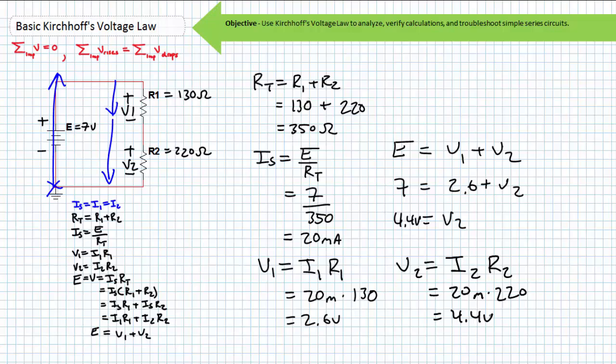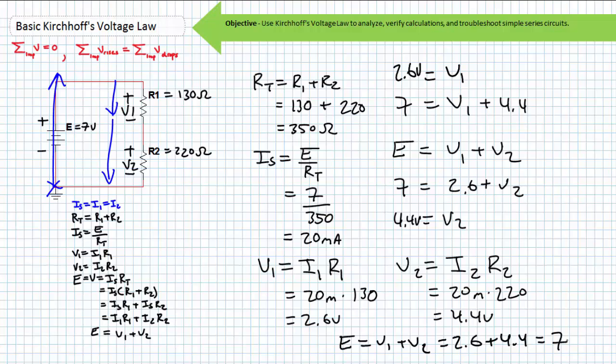Just to make sure, does KVL agree with our earlier calculations of V1 using Ohm's law? In this case, 7 equals V1 plus 4.4 volts. Subtracting 4.4 volts from both sides, oh my gosh, V1 is equal to 2.6 volts, just like we calculated earlier. Finally, does the sum of voltage drops calculated via Ohm's law really equal the rise? Yes, indeed it does. 2.6 volts plus 4.4 volts is indeed 7 volts. I've got this sneaky suspicion we might be right.